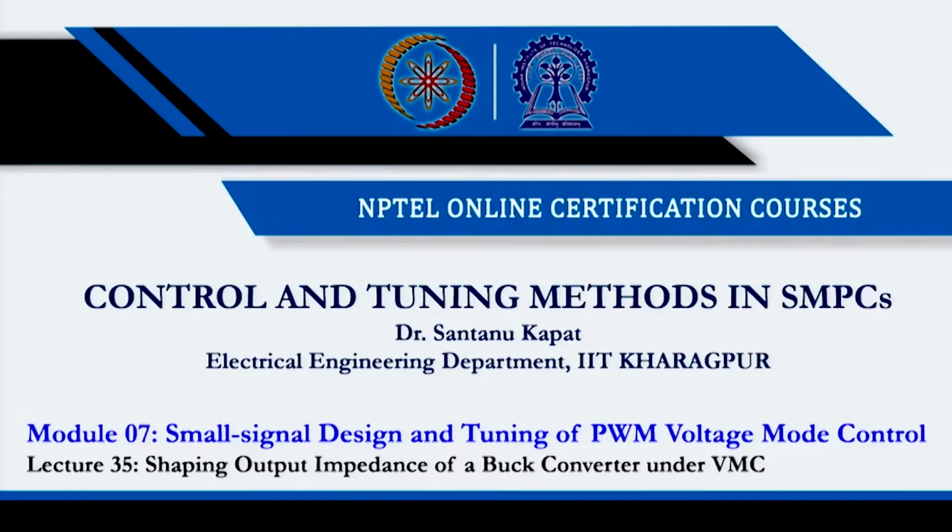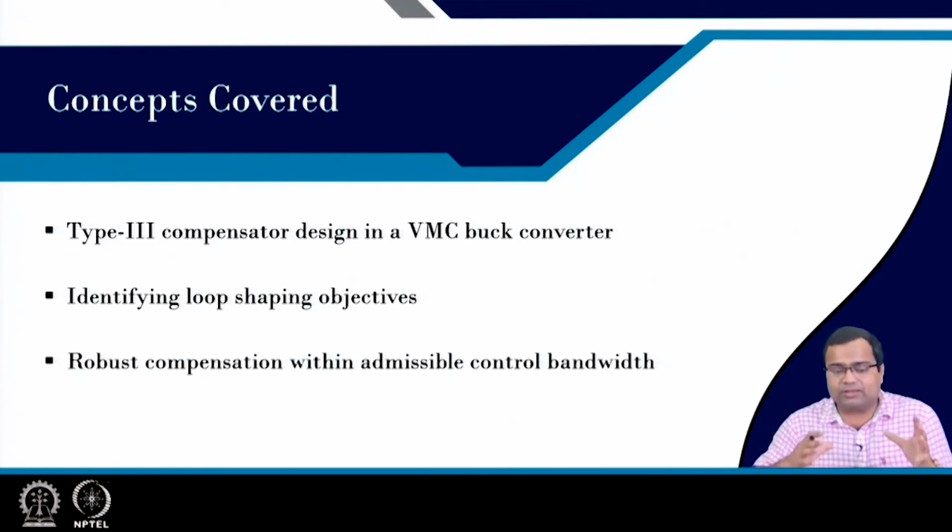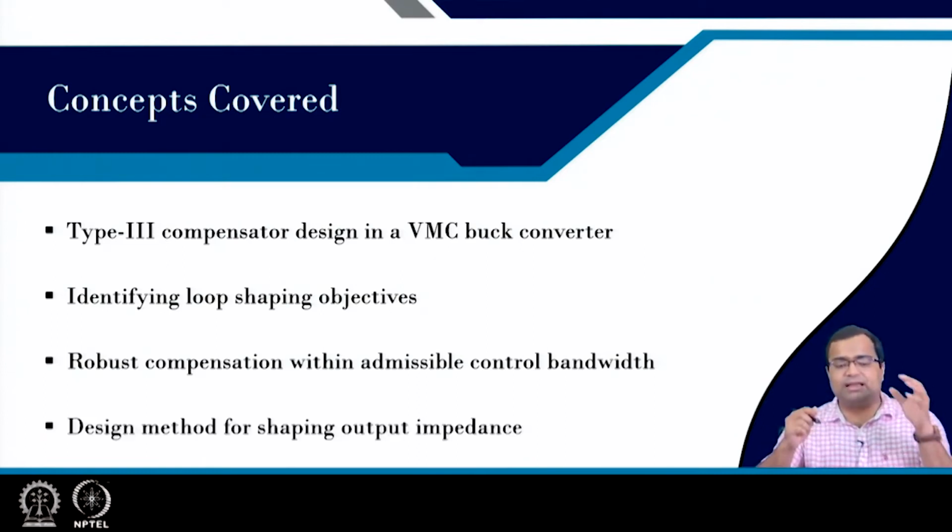In this lecture, we are going to talk about design of voltage mode control buck converter, and the design is primarily intended to shape the loop for closed loop performance as well as the output impedance. So, in this we are talking about type 3 compensator design in a voltage mode control, then identifying loop shaping objective, then robust compensation within admissible control bandwidth, then design method for shaping output impedance.